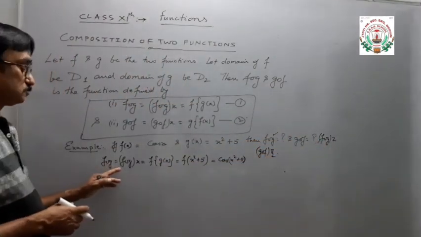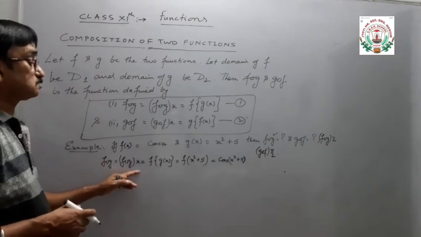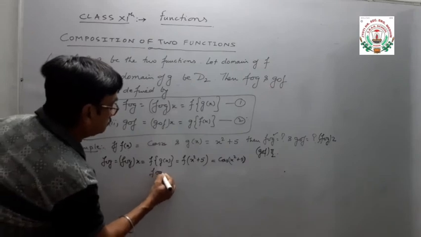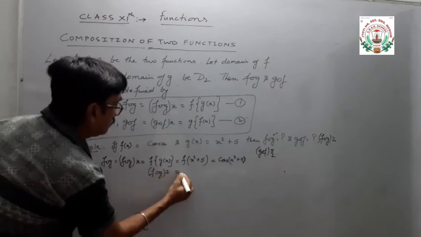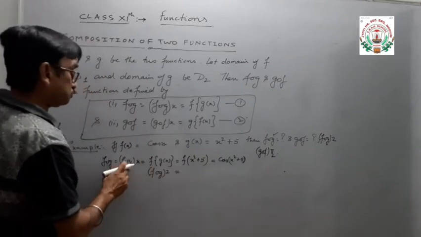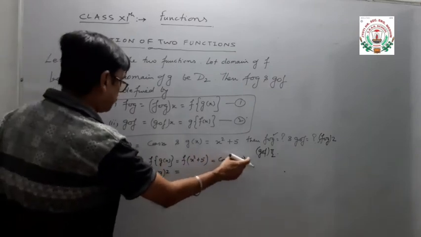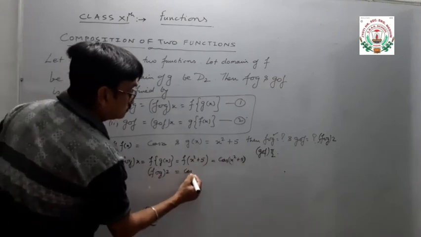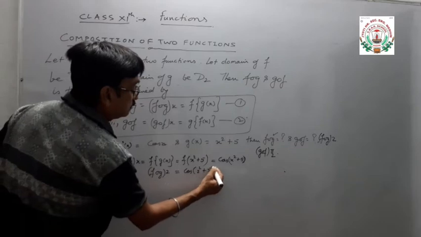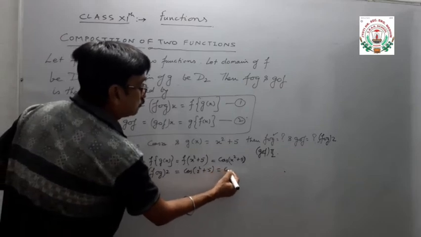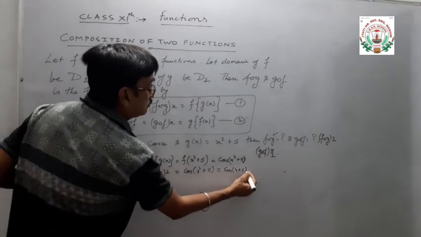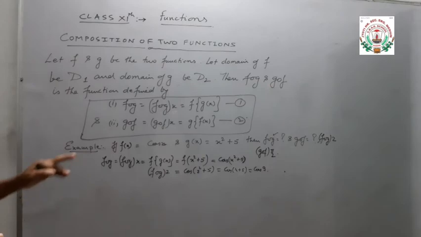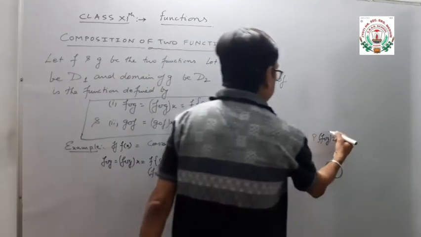So I already got the value of f operation g x is equal to cos of (x square plus 5). So f operation g of 2. अब f operation g of x की वैल्यू क्या थी? cos of (x square plus 5). तो x के स्थान पे यहाँ 2, तो cos 2 का स्क्वायर प्लस 5. तो 2 का स्क्वायर हो गया 4 प्लस 5, that is equal to cos 9 as it is. That will be our answer for f operation g of 2.